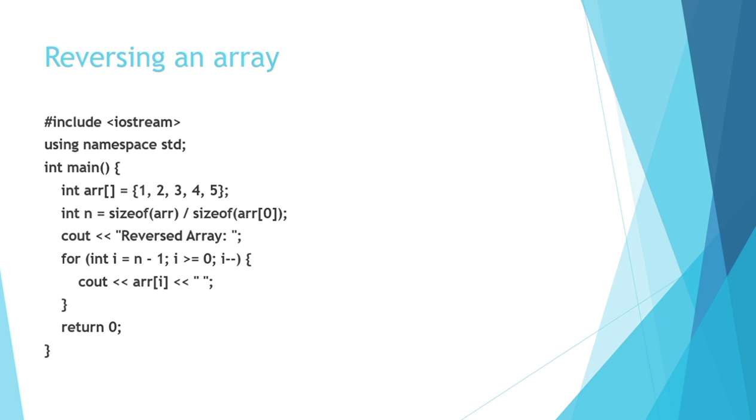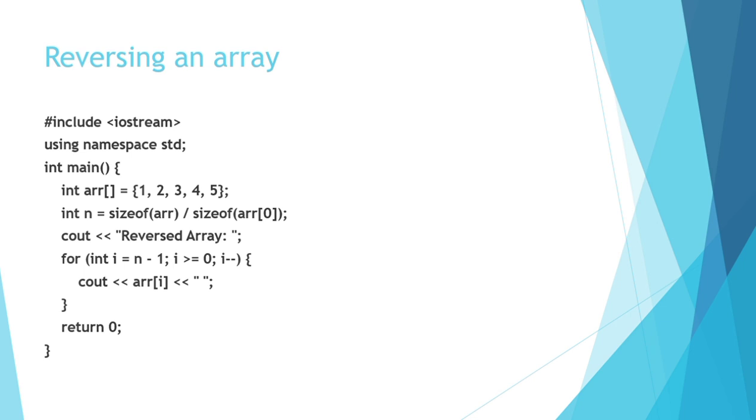First, an integer array ARR is initialized with 5 elements, 1, 2, 3, 4, 5. The size of the array is determined using the expression sizeof(arr) / sizeof(arr[0]), where sizeof(arr) gives the total memory occupied by the array in bytes, and sizeof(arr[0]) gives the memory size of a single integer element. Dividing the two results in the number of elements in the array, which is stored in the variable n.